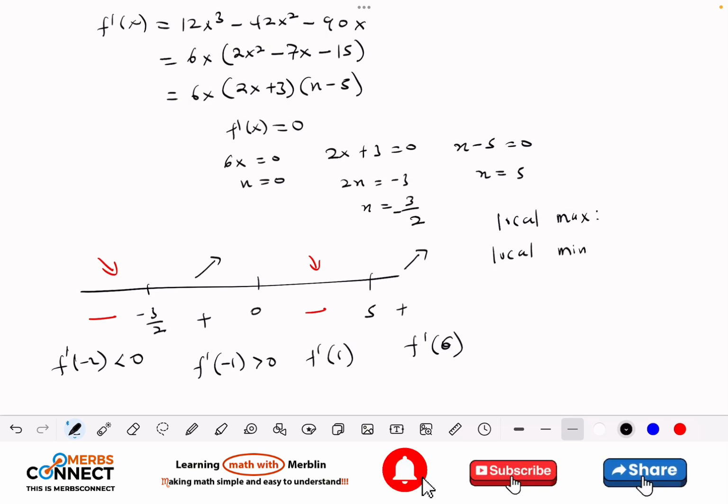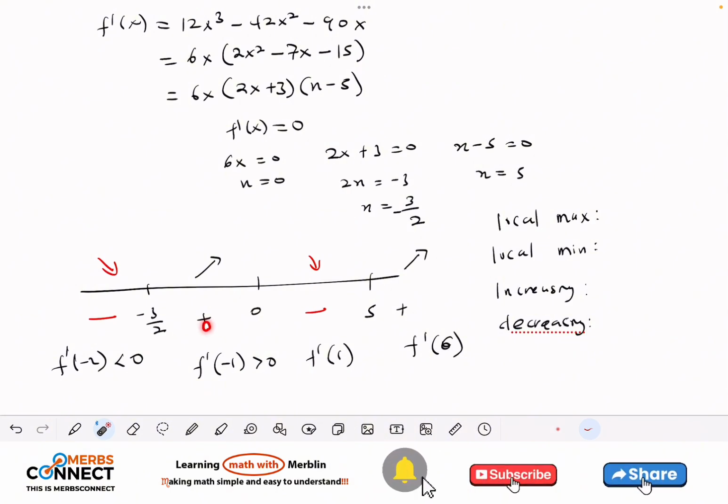So let's look for the local max, local minimum, increasing, and then decreasing interval. So what is the local max? Local max is positive, negative, right? So positive, negative, where the graph goes up and drops down. So we have only one positive, negative. We have positive here, but there is no negative followed by. So it happens at x is equal to 0.